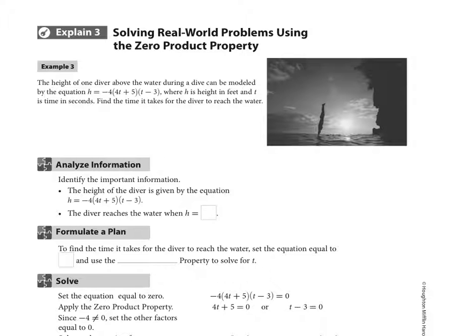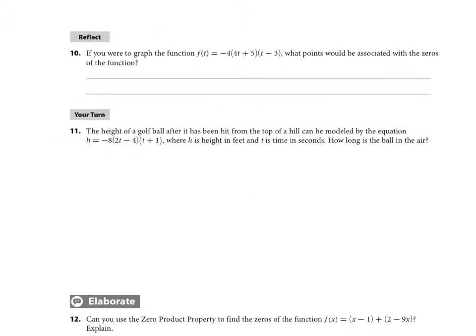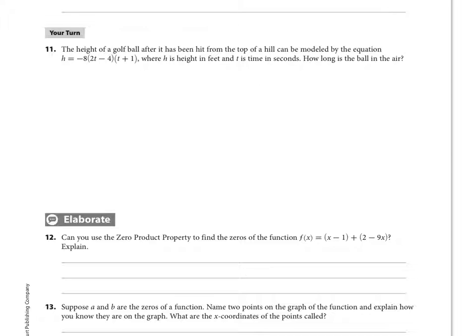So here we have the real world problems. Okay, what changes? It's basically just the aspect of knowing domain because it is real world. So here we have an example of the height of a golf ball after it has been hit from the top of the hill can be modeled with this equation, where h is height and t is time. How long is the ball in the air? Okay, so when you think about a golf ball, it's on the ground, it's hit in the air, and then it comes back on the ground. This amount of time, it's on the ground twice. That height is 0.